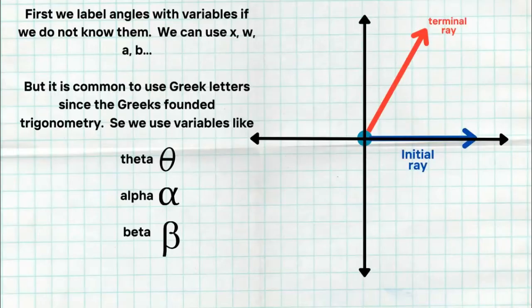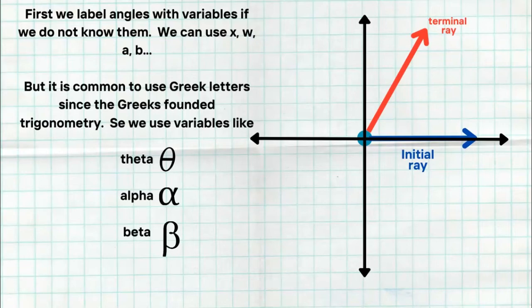Well, let's first talk about labeling angles. First we want to label angles with variables if we do not know them. If you don't know something in math, you use a variable to label it. So you can use x, w, a, or b, or any variable you want. But in trigonometry, it's common to use Greek letters since the Greeks kind of founded trigonometry. So typically you'll see Greek variables like theta, alpha, beta. I know they're kind of weird to draw, but there's an example of those Greek letters.